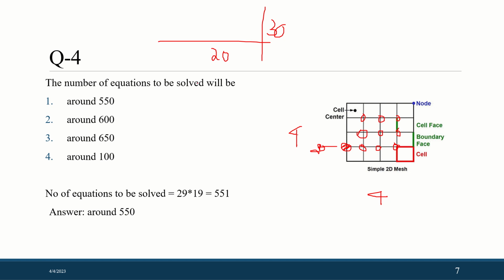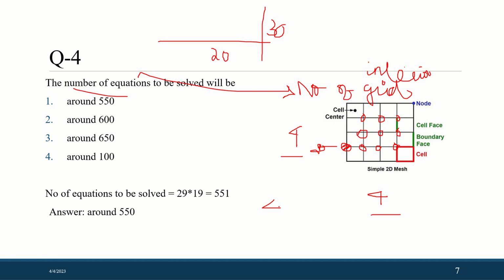So the number of equations to be solved depends on the number of grid points, right? More specifically, interior grid points. So here for 4 cross 4 we are having 9 points, right? 9 points. So obviously if there are 4 cells, we are having 1, 2, 3 grid points, right? For 4 cells we are having 3 grid points. Similarly in 4 cells we are having 3 grid points.